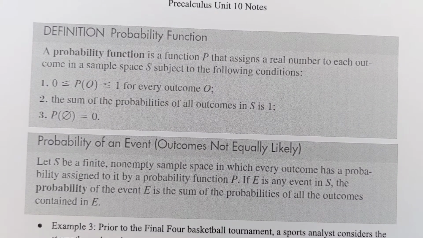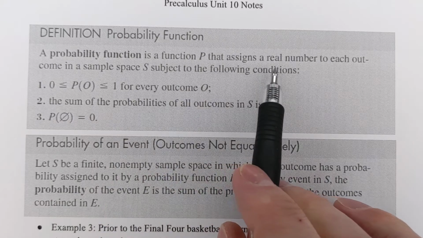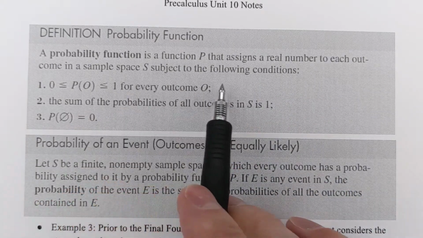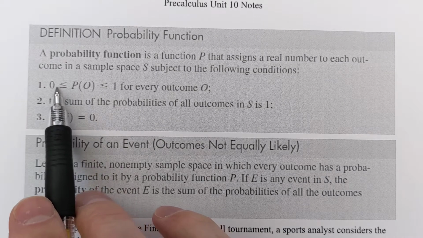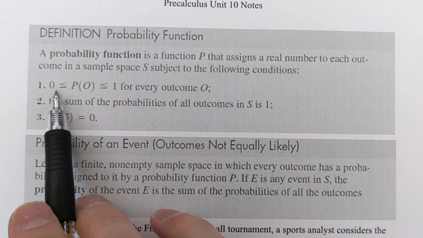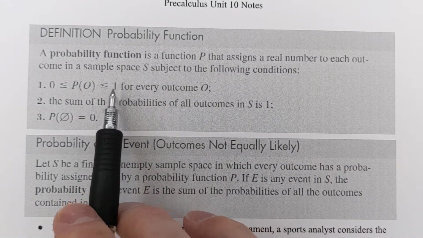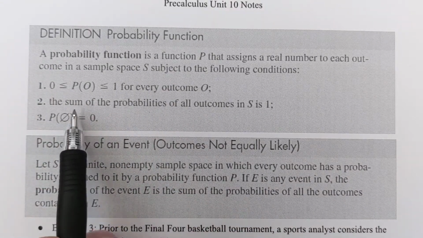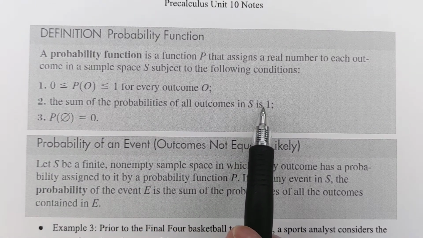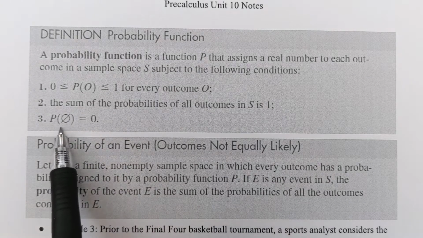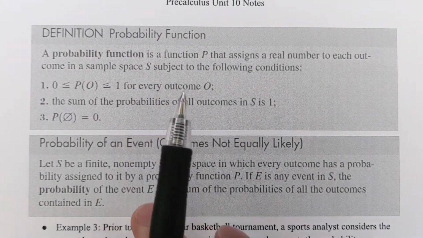Okay, so here we've got a probability function. A probability function is a function P that assigns real numbers to each outcome in a sample space subject to the following conditions. The probability of every outcome lies between 0 and 1. 0 meaning it will never happen, 1 is guaranteed to happen. So you can't be more than 100% sure something will happen, or less than 0% sure. The sum of all the probabilities is 1, meaning that one of the events has to happen. And the probability of the empty set, of nothing happening essentially, is 0.